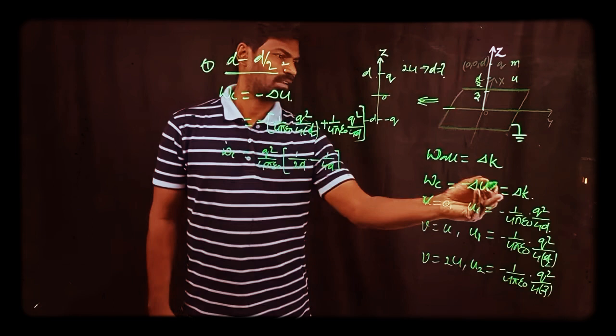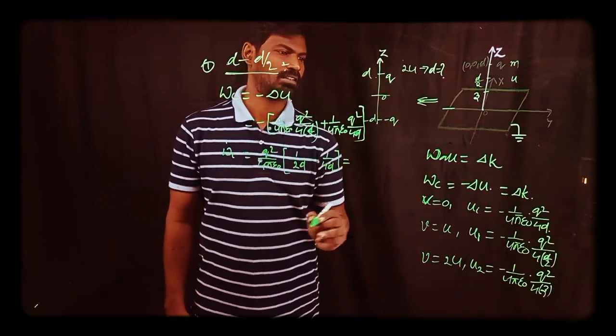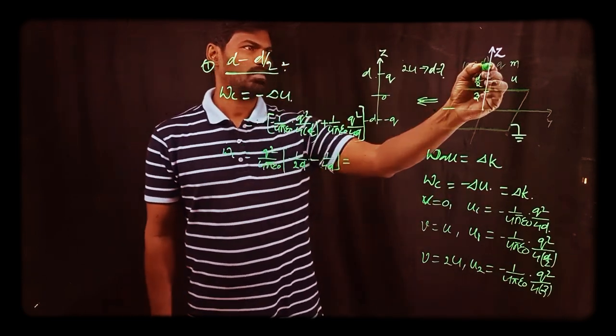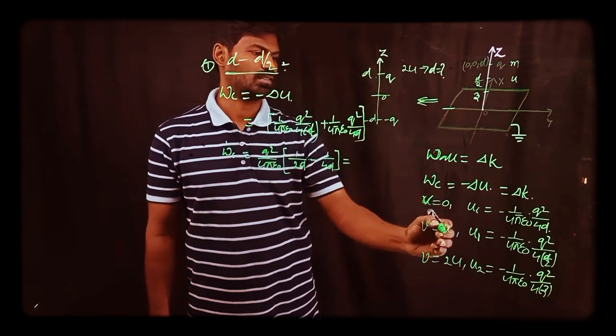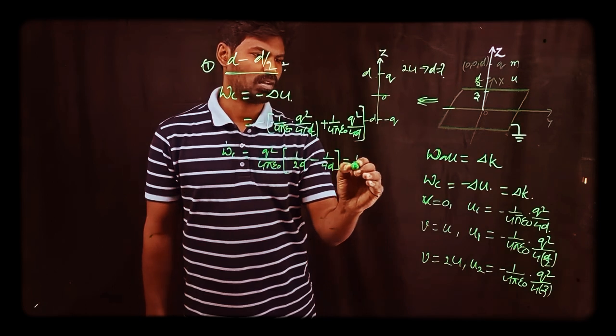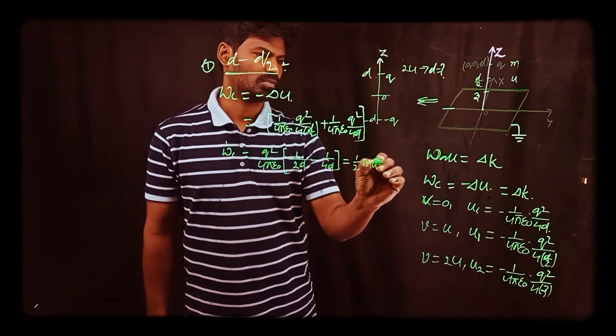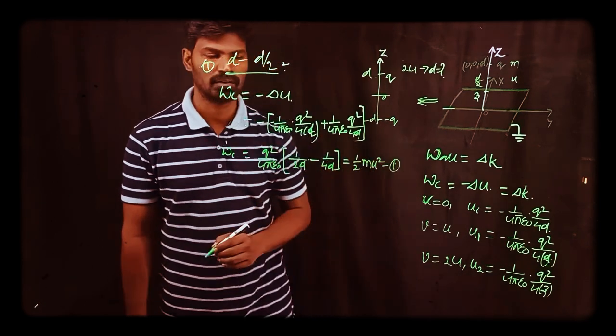If you apply the work energy theorem, work done is equal to change in kinetic energy for this interval. Here the initial kinetic energy is 0. When it comes to this position, the final kinetic energy is half mv square, so half m into u square. This I am taking as equation number 1.